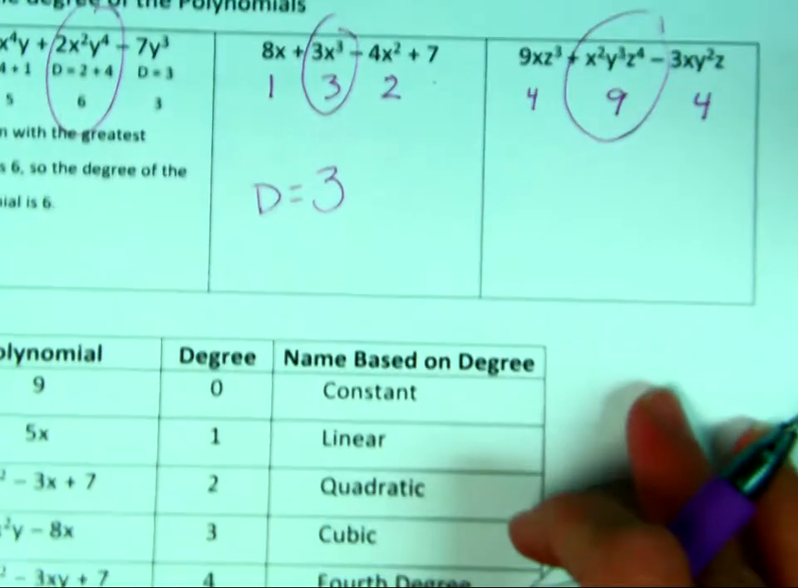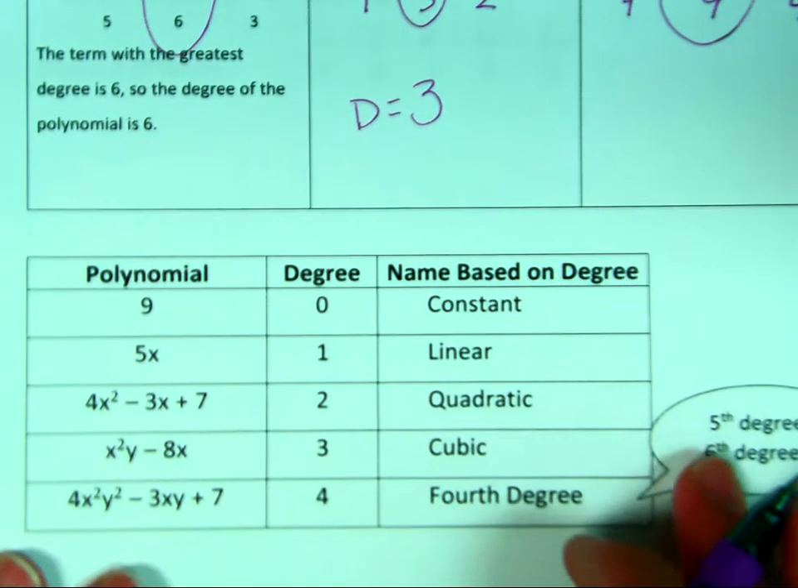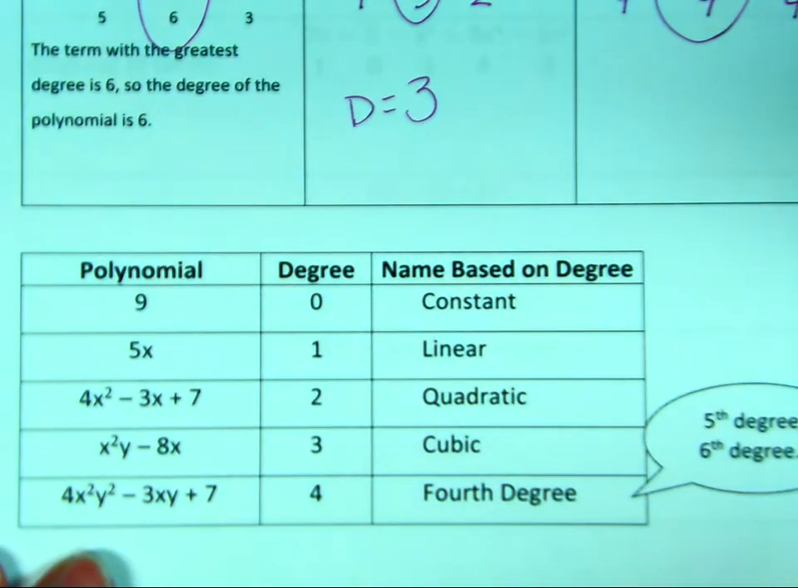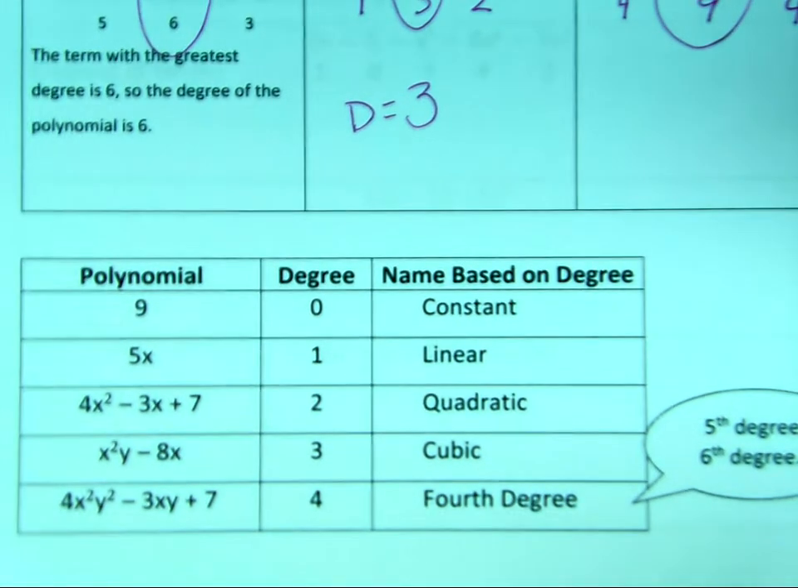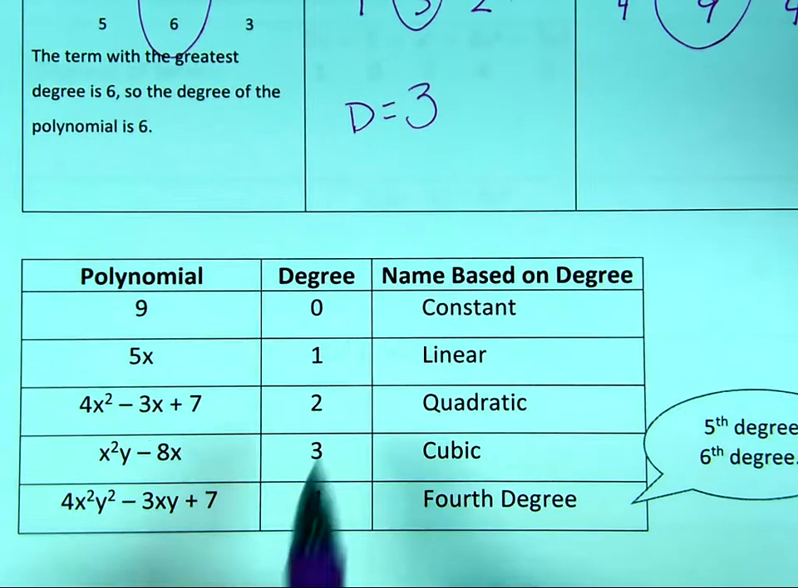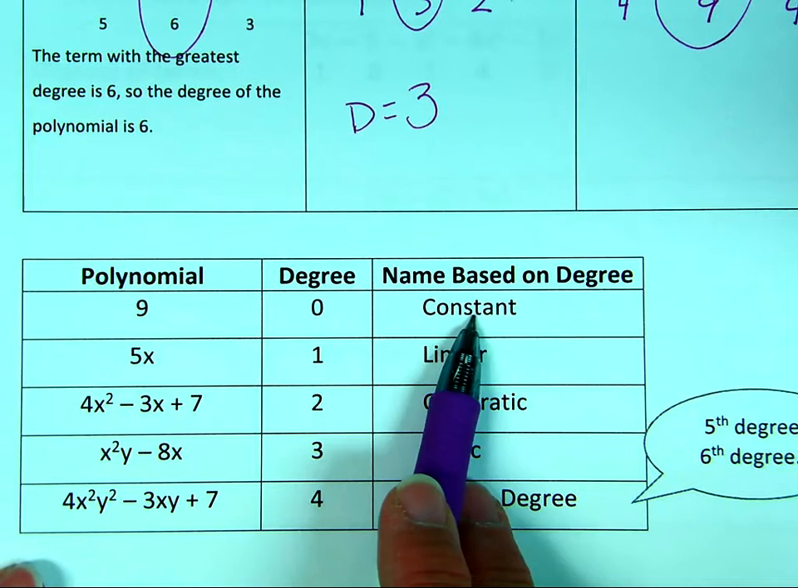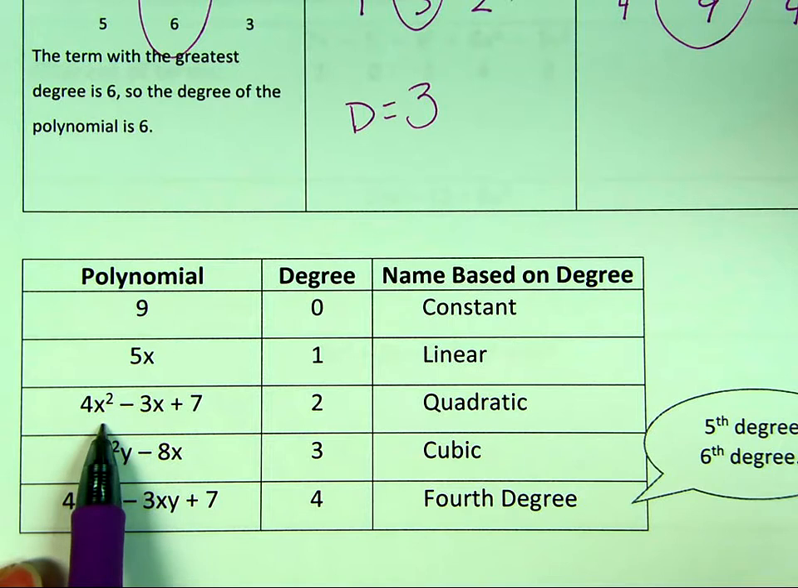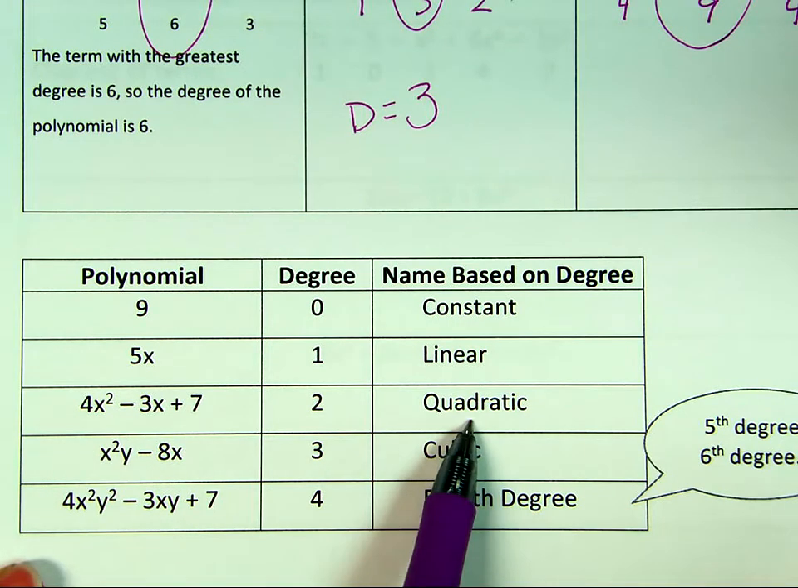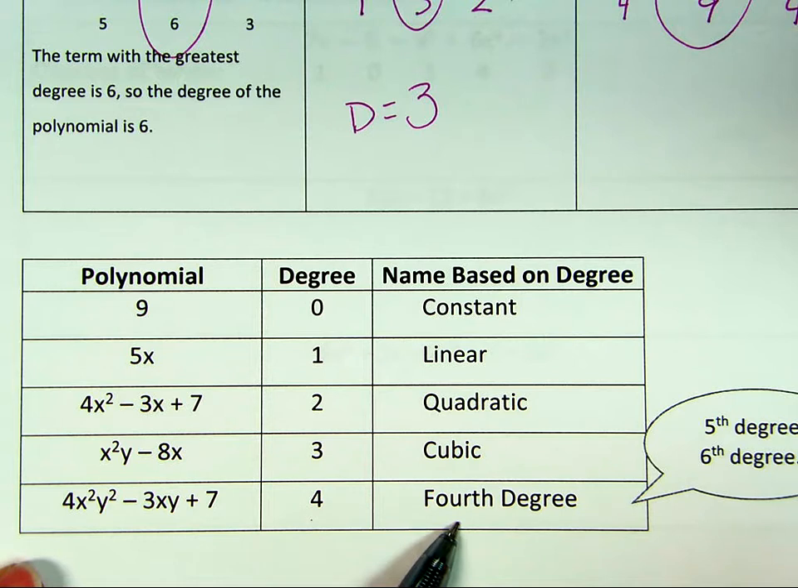Based on the degree of the polynomial, we have a name for those. If the polynomial is just a real number, then we say that the degree is 0. That's just a constant. If the degree is 1, we call it a linear polynomial. If the degree is 2, we call it quadratic. If the degree is 3, we call it cubic. And if the degree is 4, we call it 4th degree.